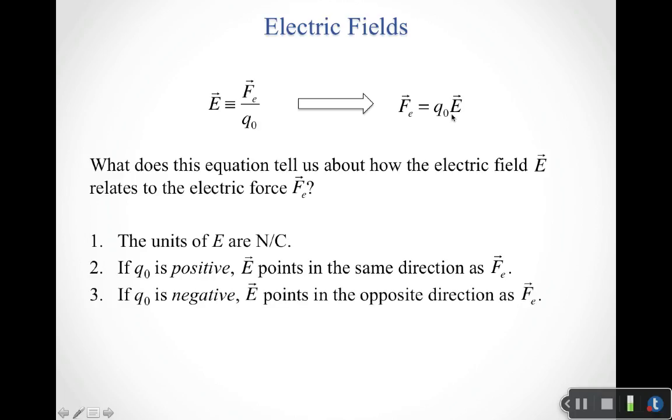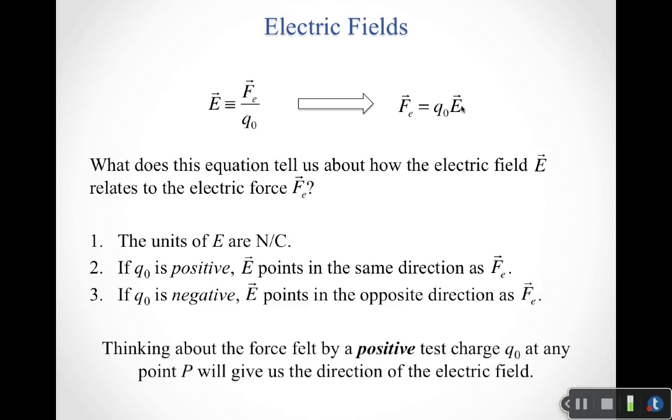If, on the other hand, we were to use a negative test charge, so if Q naught were negative, then the electric field would point in the opposite direction as the electric force. That negative sign would cause these two vectors to point in opposite directions from each other. And so to take advantage of that, we're going to say, fine, we've got experience thinking about how charges feel electric forces. We practiced, hey, you put a charge here in space and there are these other charges around. Is it going to be attracted to them? Is it going to be repelled by them?